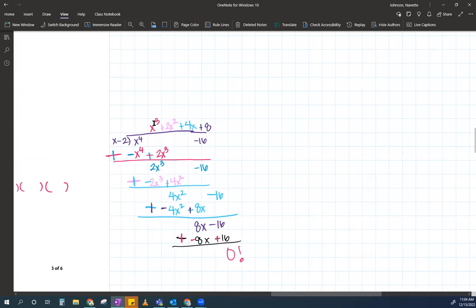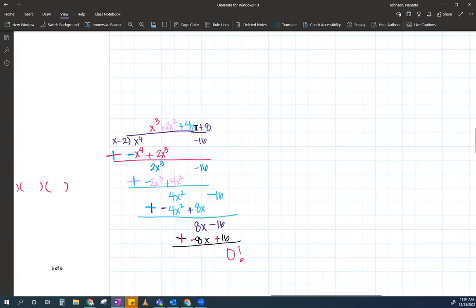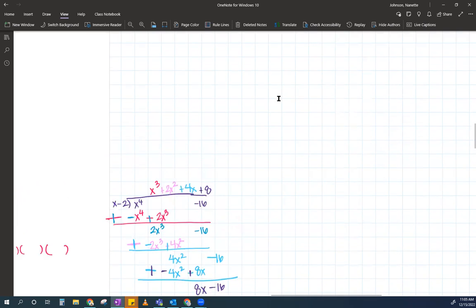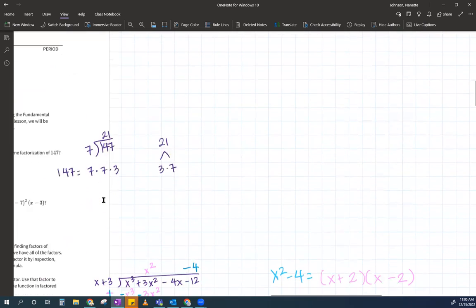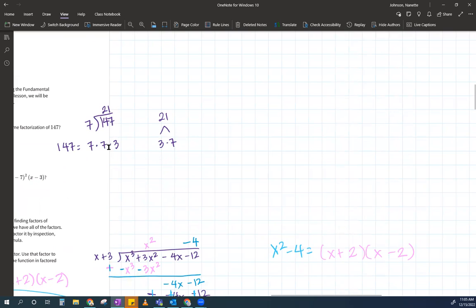So then what are you going to do, Miss Johnson? What are you going to do with this thing? How are you going to factor this? You haven't taught us how to factor cubics. You're right. I haven't. So what I'm going to do, if you don't know how to factor 147, what do you do? You just start trying, you start dividing numbers, right?